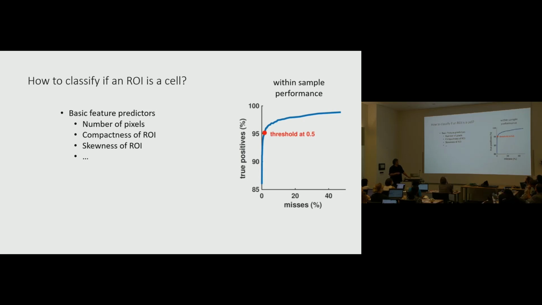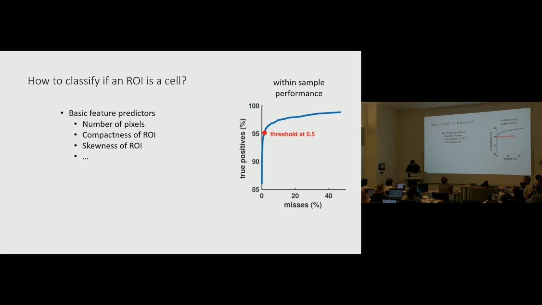When it works well, and you estimate that it worked well because you tried it on some new test data that you haven't trained it on, then you can get something like true positives at 95% with very few misses here. Again, this is all based on a human curator, just human curated data sets of how well the classifier works.